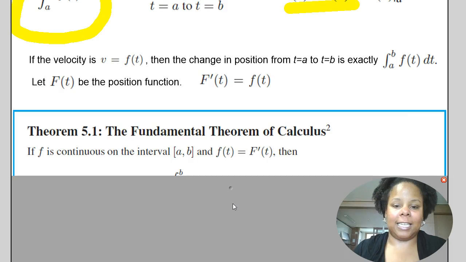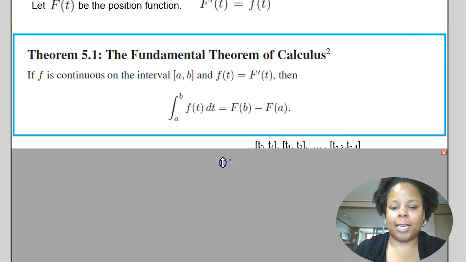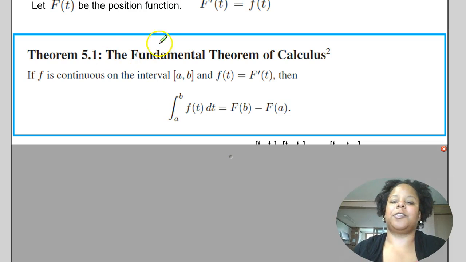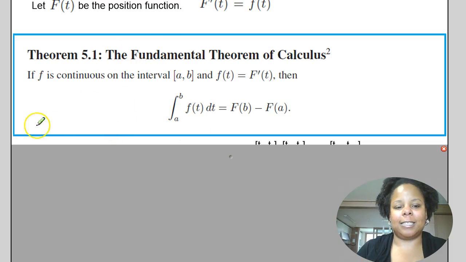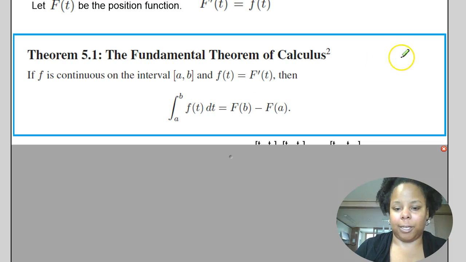And that essentially is the first fundamental theorem of calculus. They say the fundamental theorem of calculus, but there's others. So this is the first fundamental theorem of calculus. And the conditions to be able to use it are that first of all, the little f function has to be continuous on the closed interval from a to b, and that the little f function is the derivative of a big F function.